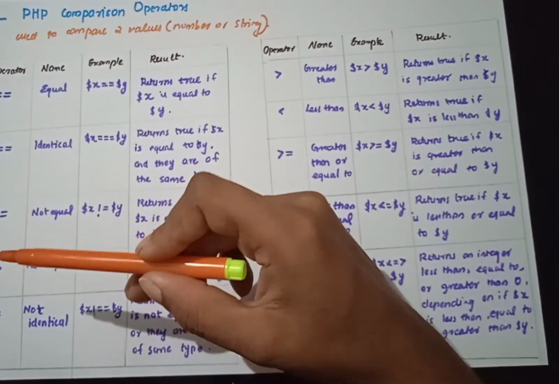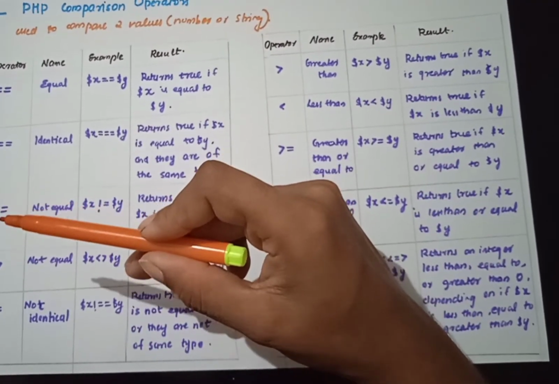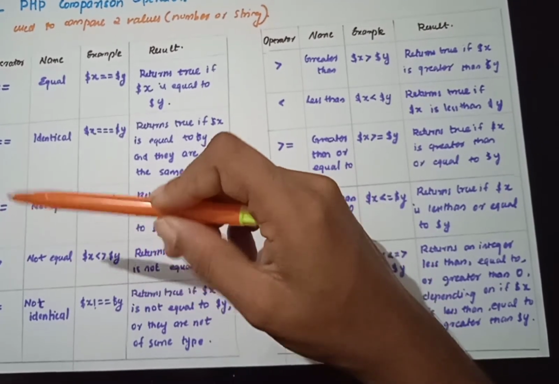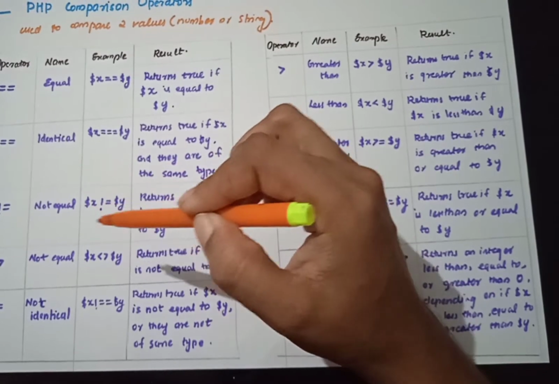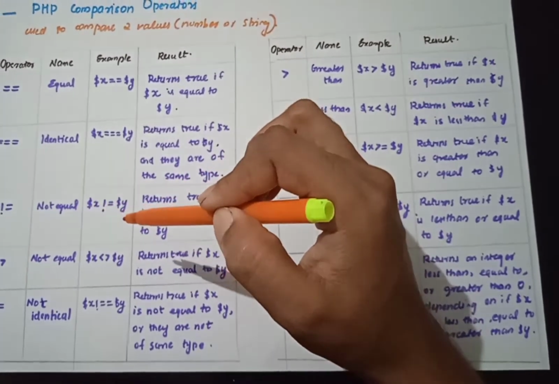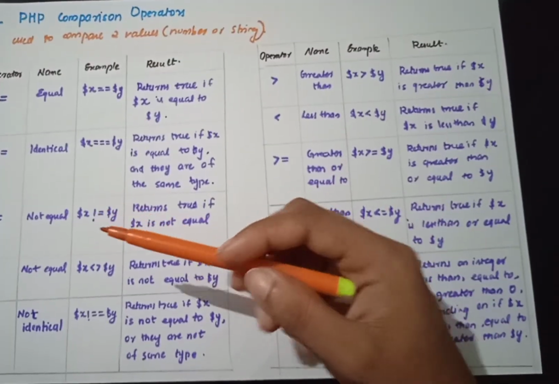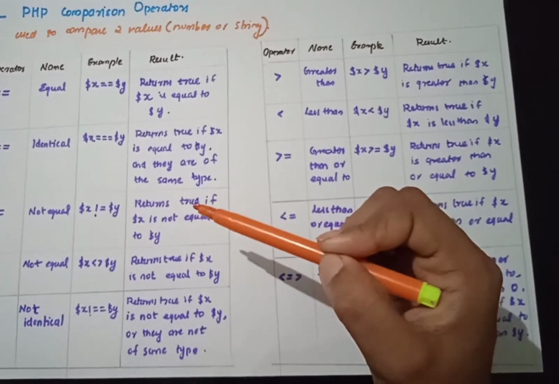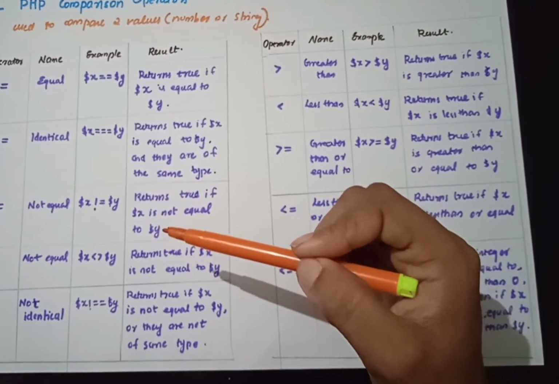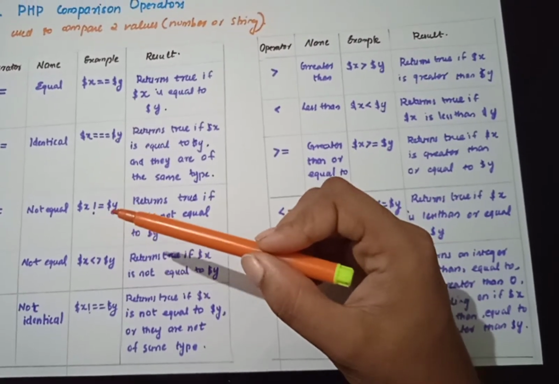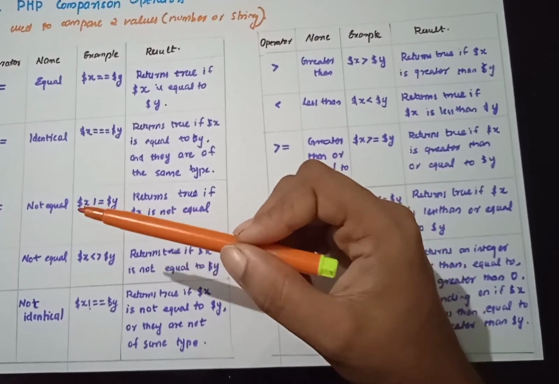So the next one is not equal. As you can see, this is the operator for the not equal comparison operator. And this is the way you can express this comparison using the not equal operator. It returns true if x is not equal to y. Whenever these two values are not equal, it will return a true value.